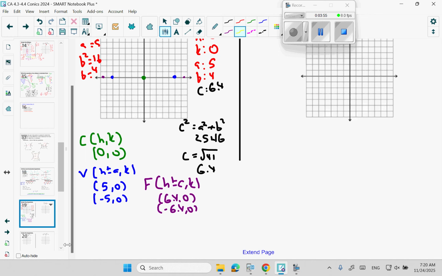We get our transverse axis, which is going to be y equals 0. And we get our conjugate axis, which is x equals 0. And then, of course, we can open our parabolas towards our focus and away from our conjugate axis.